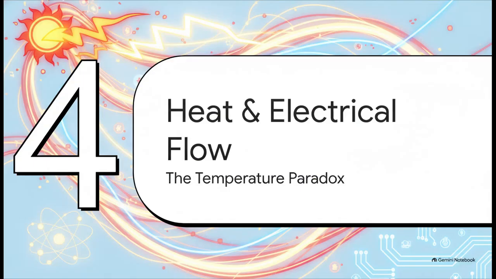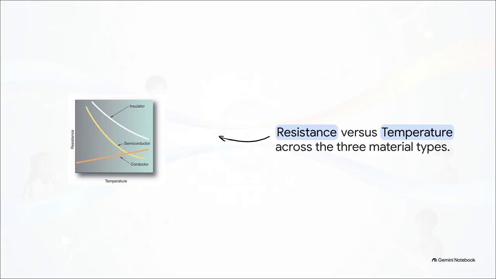Section 4. Heat and electrical flow, the temperature paradox. Now, here is a real surprise. If you measure resistance against temperature, you find that as a metal heats up, its resistance actually goes up. It gets worse at conducting. But for semiconductors, as temperature increases, the resistance dramatically drops. Its conductivity absolutely skyrockets. So why does heat make a metal worse at conducting, but a semiconductor so much better?